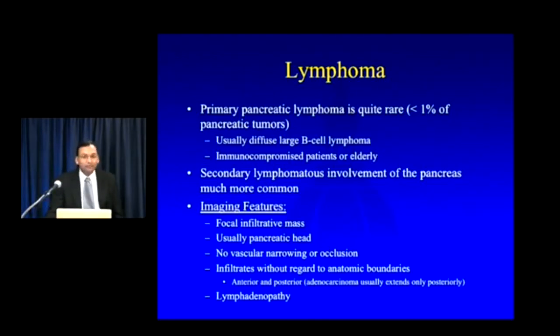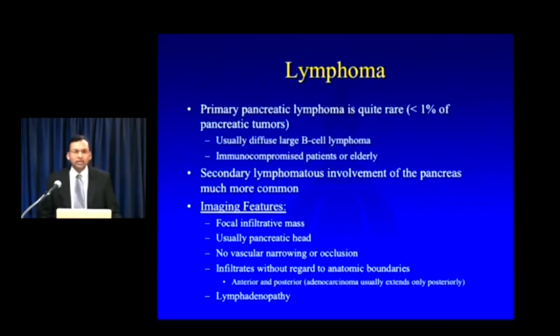Now, secondary lymphomatous involvement of the pancreas, on the other hand, tends to be much more common, right? And this is actually not that uncommon, at least in my practice. And I have a handful of cases that I've seen just over the last year. Now, lymphoma can superficially look like a pancreatic cancer. It's going to be hypodense, poorly marginated. It's going to look relatively poorly enhancing. And it does have a tendency to involve the pancreatic head.